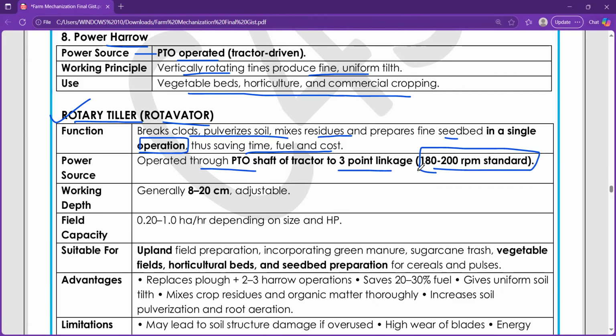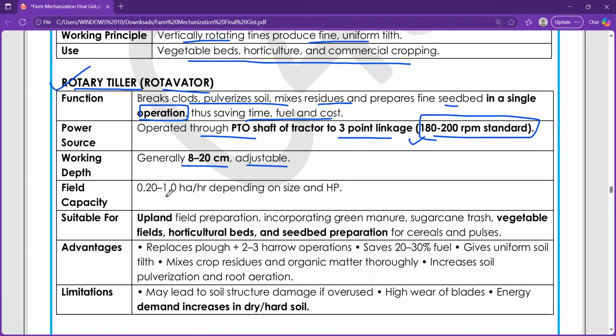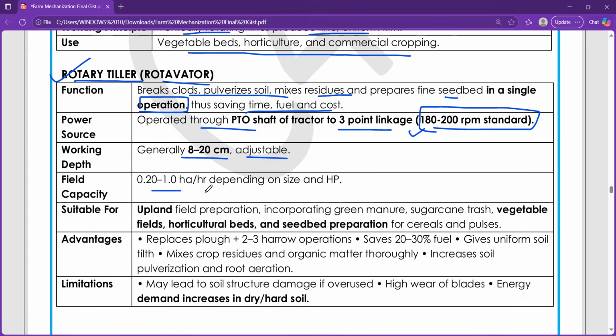Okay, so this is what was asked in A4 also. You can see how important the power source of the rotavator is here. The working depth is again 8 to 20 centimeters, which is adjustable, very important again. The field capacity ranges, but let it be.